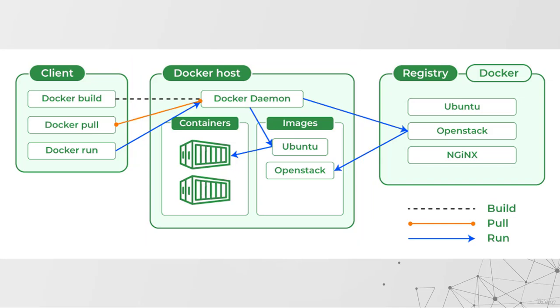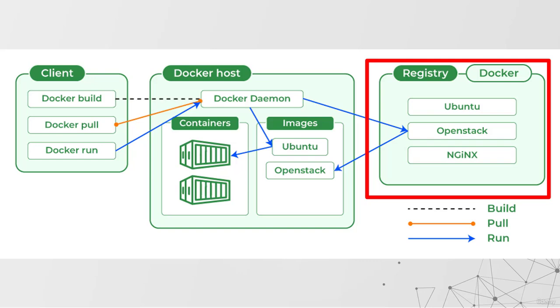Now, Docker images are read-only templates used to create the Docker containers, and images, as we have said, define an application's environment, libraries, and dependencies. And Docker images from the registry can be pulled to the Docker host, and images on the Docker host can be pushed to the registry.